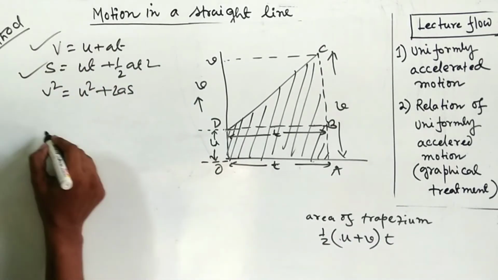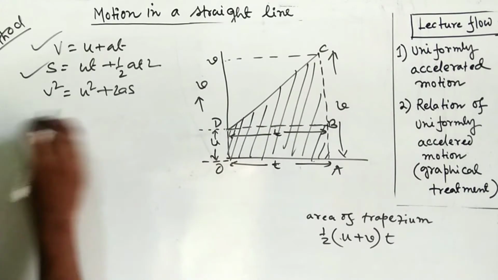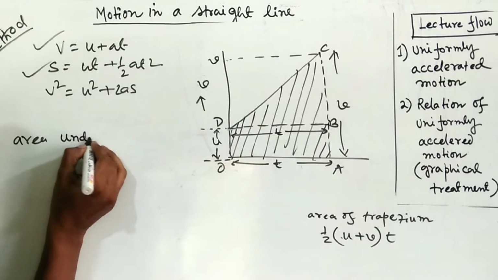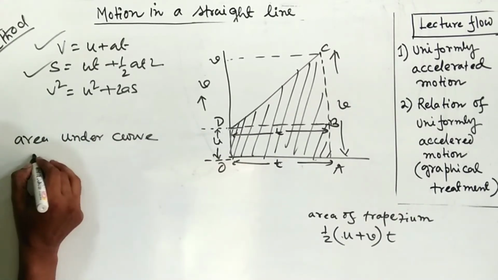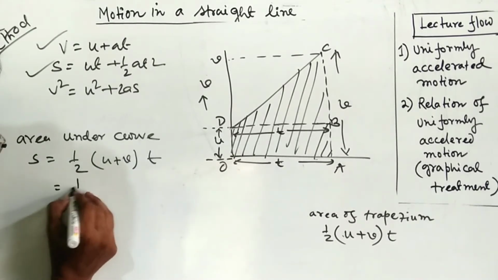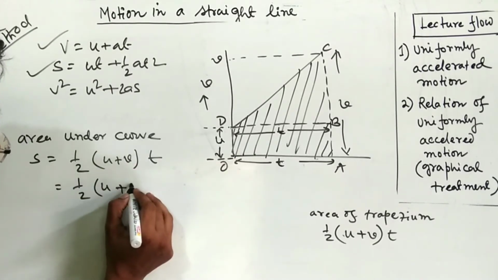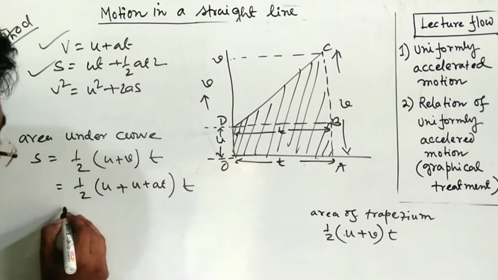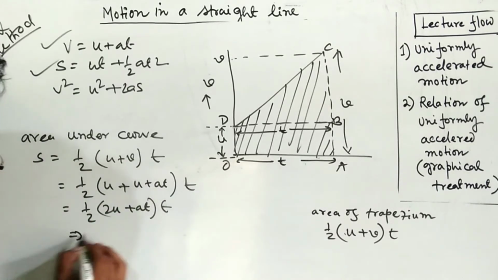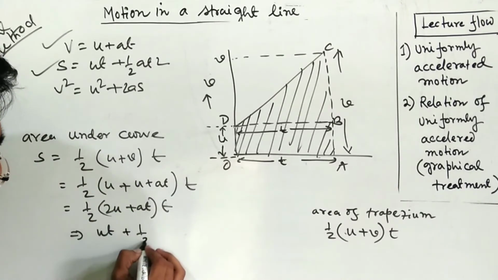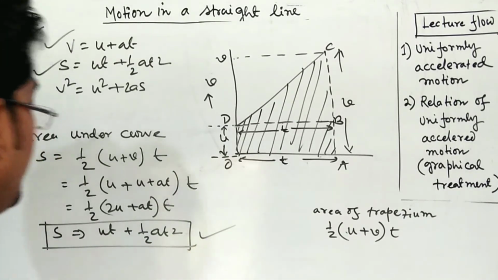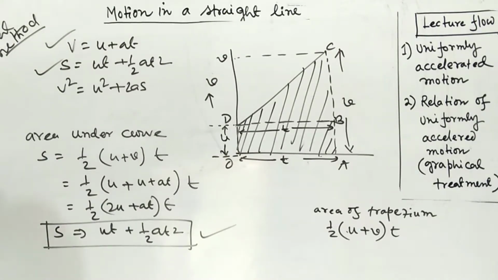So s is equal to the area under the curve, that is s is equal to half of u plus v into t. So half of u plus v, and we know v is equal to u plus at, again into t. So half of 2u plus at into t, that means ut plus half at square. So we have found the second formula, s is equal to ut plus half at square. Okay, the third one is left.